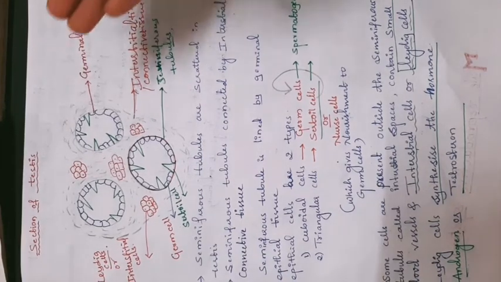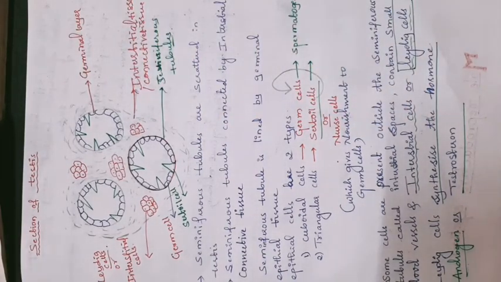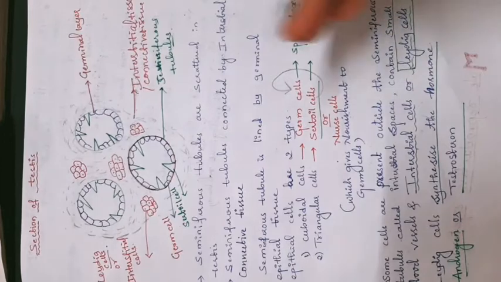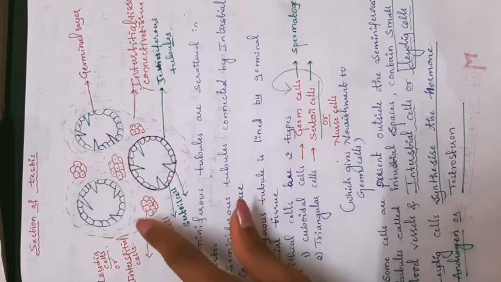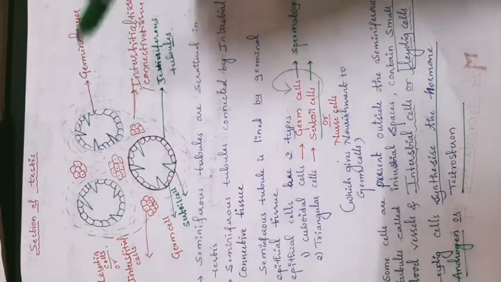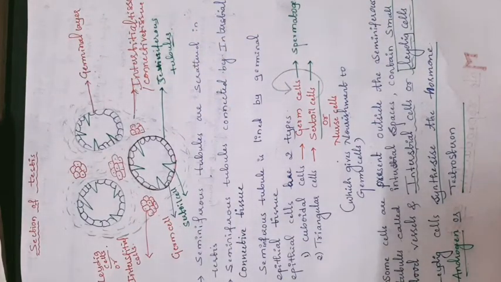Okay, this is all about the detailed structure of the testes. This is very important. Please practice this diagram and also the explanation. It is very simple. You only have to remember 4 labelings: seminiferous tubule, interstitial cells, germ cells, Sertoli cells and Leydig cells. Those are very important. Okay.